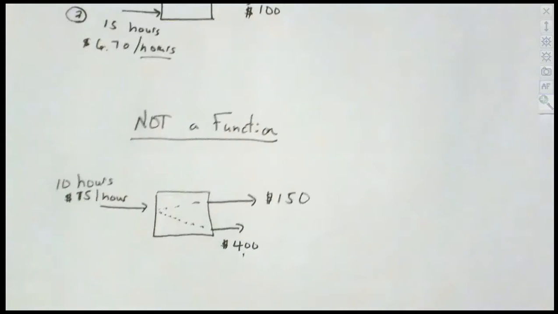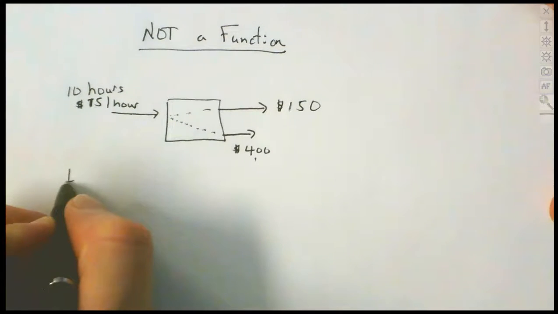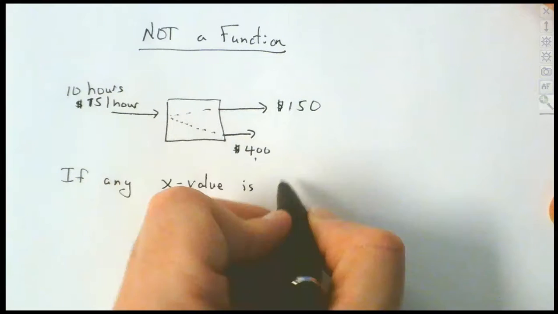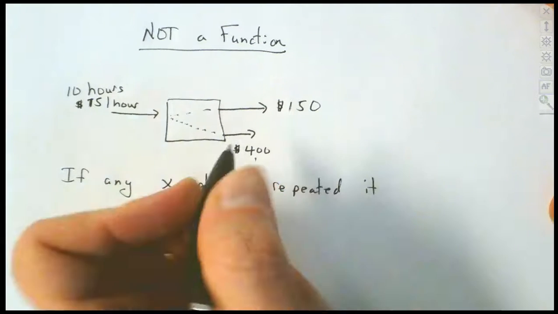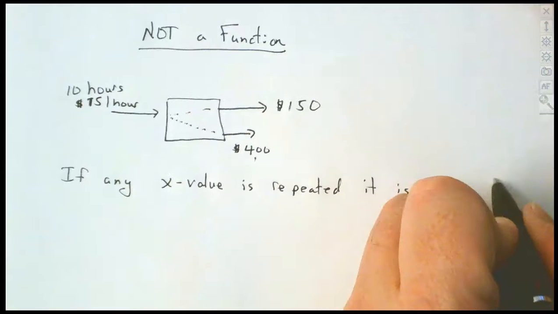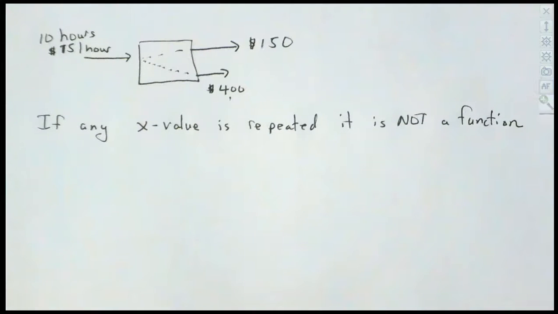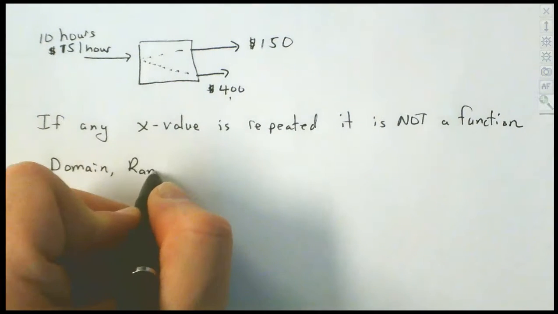How we know if ordered pairs are functions is we look at x values. And if any x value is repeated, it is not a function. Okay, so if any x value is going to be repeated, it's not going to be a function. So I'm going to give you some ordered pairs, and we're going to find the domain, the range, and you're going to tell me if this is a function or not. So we need to find the domain, range, and if it's a function.